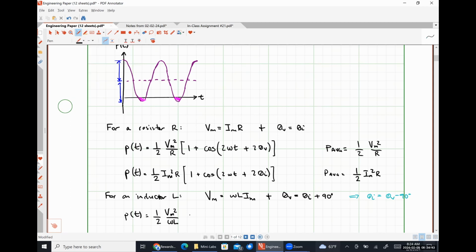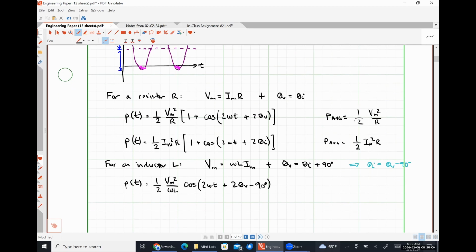So moving on to the AC part, we're going to have cosine twice omega t. And so now I'm going to add theta V and theta I. So that's going to look like twice theta V minus 90 degrees. And here we can put that our average power is simply 0.